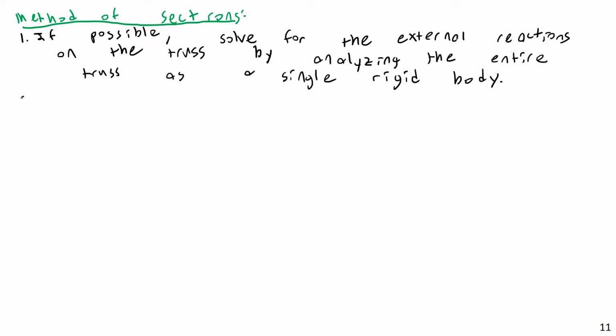Two, figure out what member forces you're interested in, which member forces you want to know. The nice thing about the method of sections, as we'll see, is that you don't need to move from one end of a truss to the other. You don't need to work joint by joint by joint. You can just jump directly to a final answer, or jump directly to an internal member force, and we'll see what that means. Determine which member forces you want.